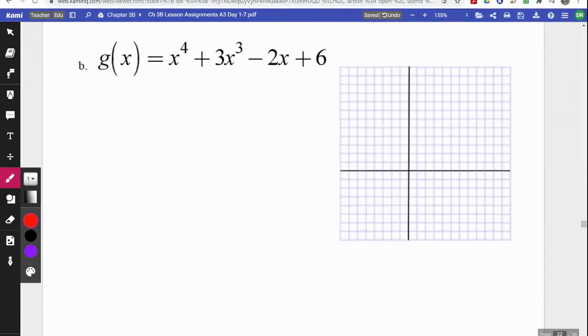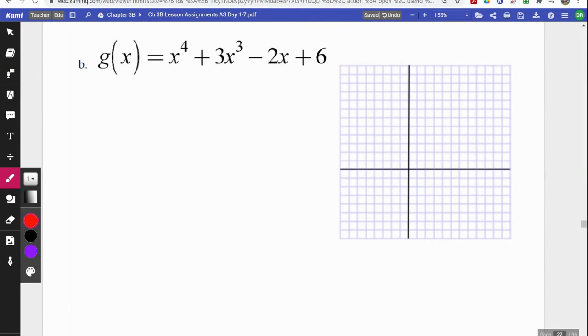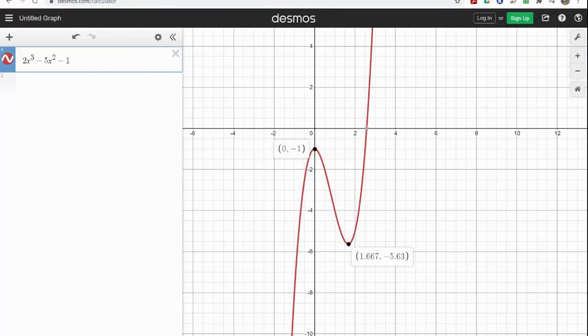All right, we've got another example here. x to the fourth, x to the third, 3, -2, 6.